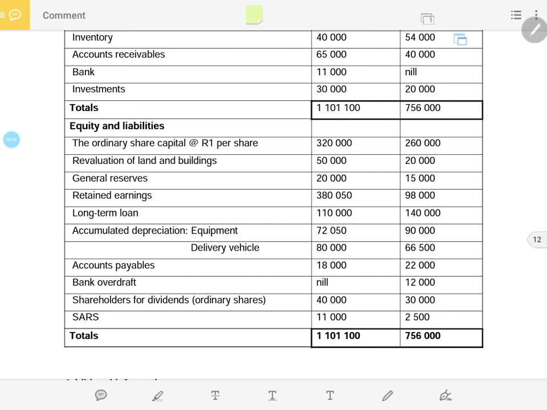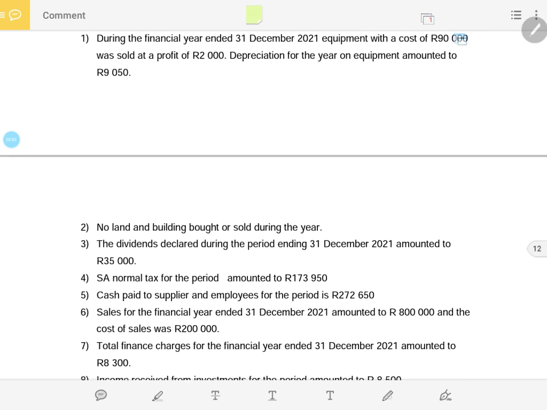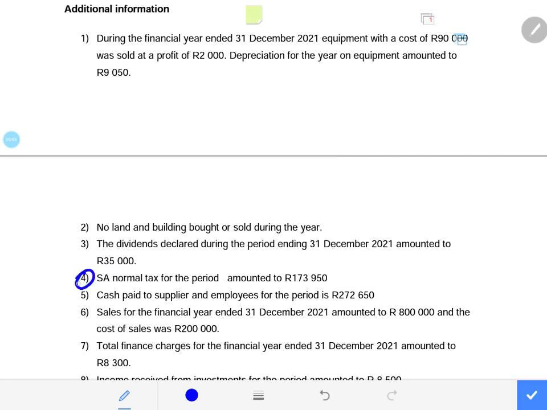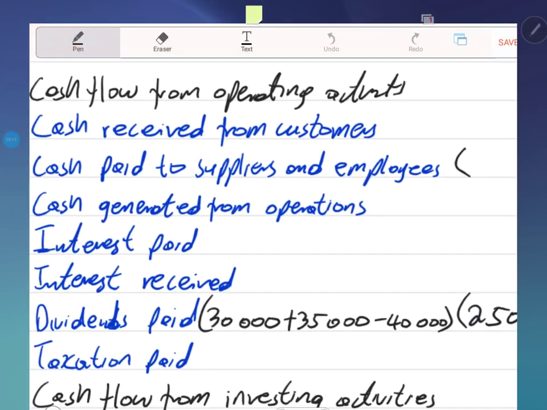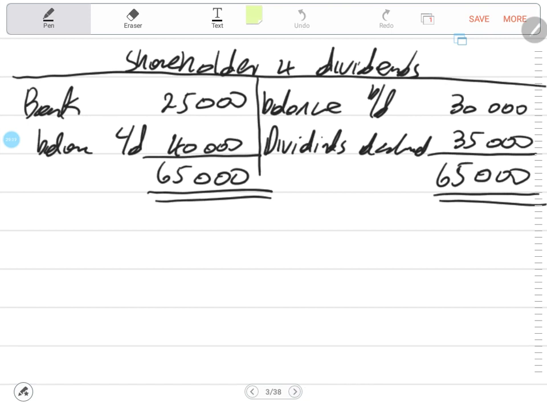Now we continue on that same note to the next adjustment, which is adjustment number 4. What does it say? It says SARS normal tax for the period amounted to 173,950. We are calculating SARS normal tax. Now let us do again the notes. We have SARS normal tax.